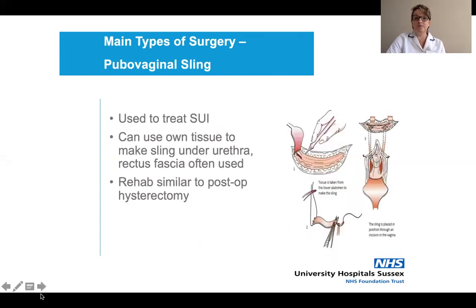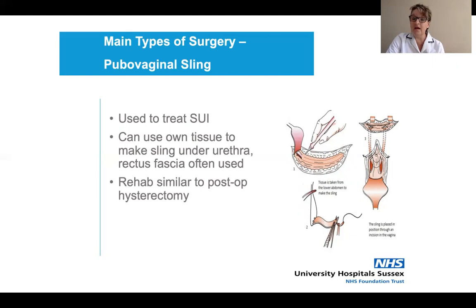Now let's look at different types of surgery. This is called a pubovaginal sling, also known as an autologous sling or a rectus fascial sling. It's used to treat stress urinary incontinence. That's what that stands for, stress urinary incontinence. And that's when there is an increase in intra-abdominal pressure and you may leak on cough, laugh, sneeze, shouting, etc. So that's when this operation would be indicated.